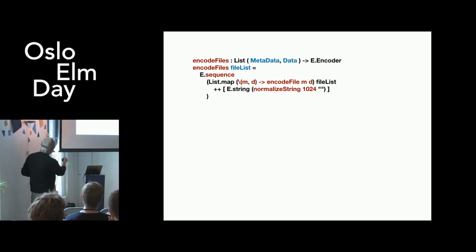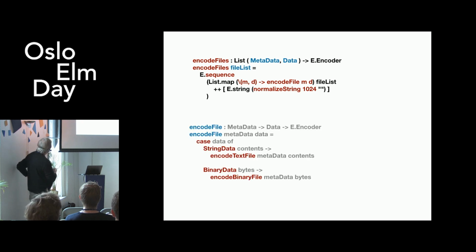So what does this do? Well, the first one is going to apply encode file metadata to the file list. So if you have 17 files, you'll have 17 byte sequences coming out of that. We have to terminate by 1024 zeros, so that's what the last thing does. So that's how encode files work.